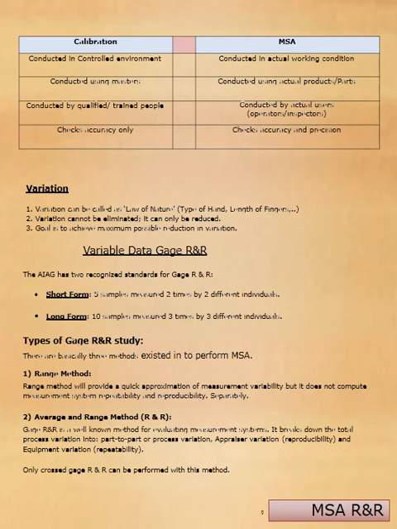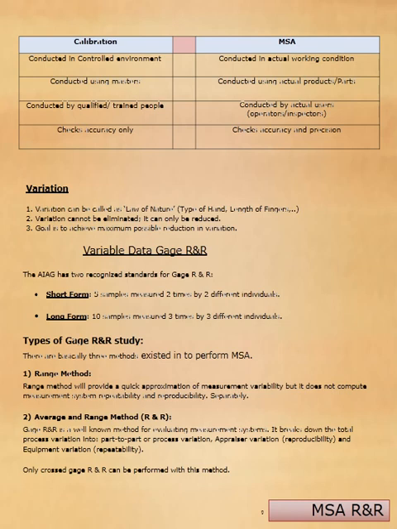Variable data gauge R&R. The AIAG has two recognized standards for gauge R&R. One is the short form: 5 samples measured 2 times by 2 different individuals. The other is the long form: 10 samples measured 3 times by 3 different individuals. Types of gauge R&R study. There are basically 3 methods used in performing MSA.